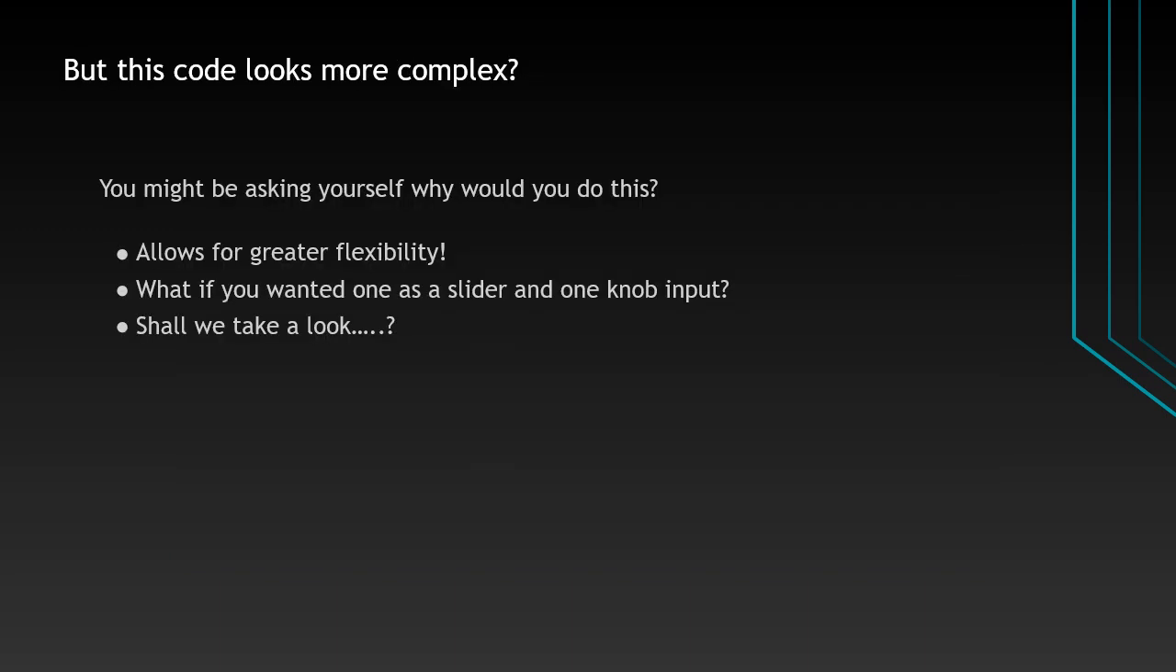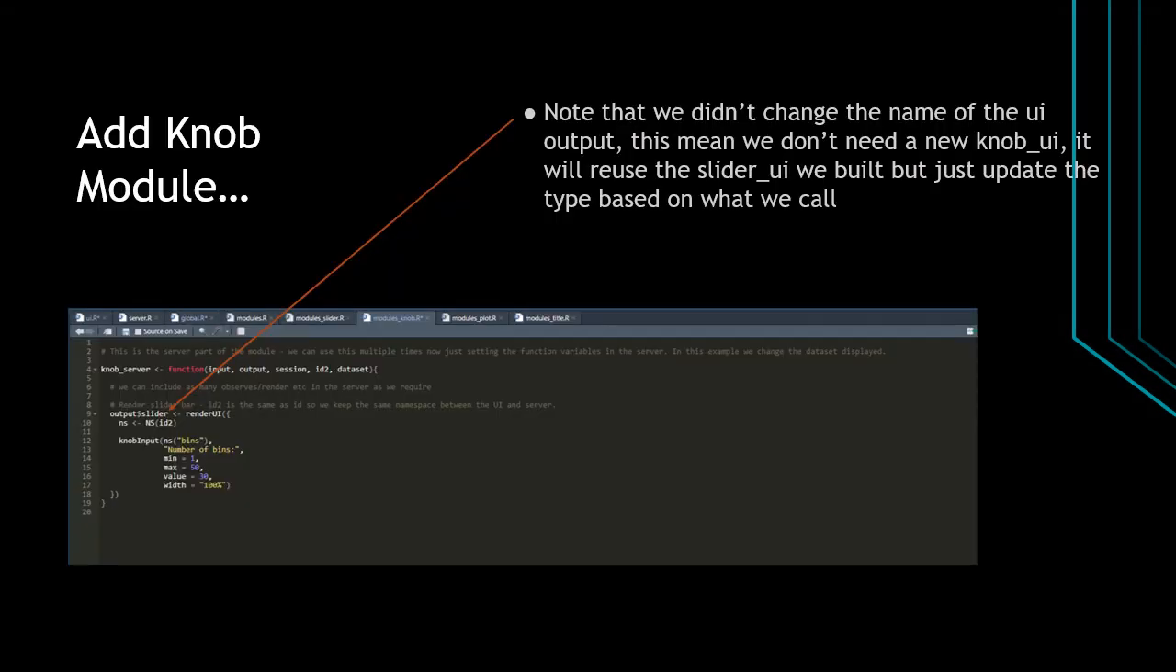So you might be asking yourself, this code is more complex. Why would we do this? By splitting it, we're allowing ourselves greater flexibility. For example, what if we wanted one as a slider and one as a knob input? Shall we take a look at this? So we're going to add one more file called modules_knob.